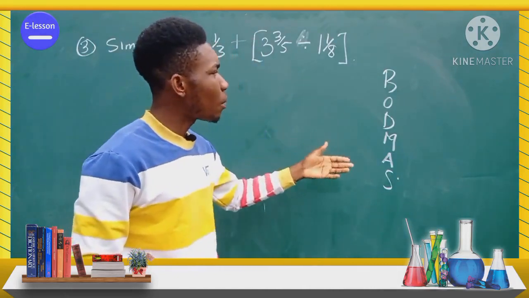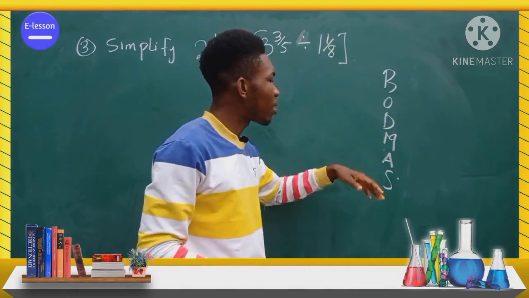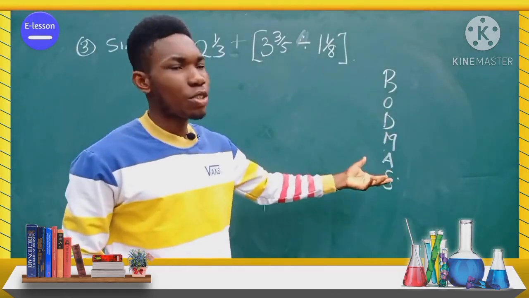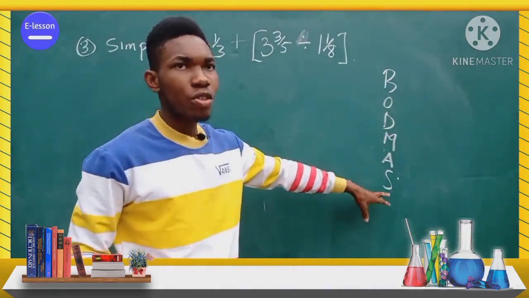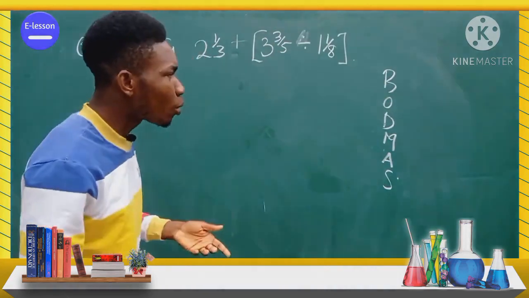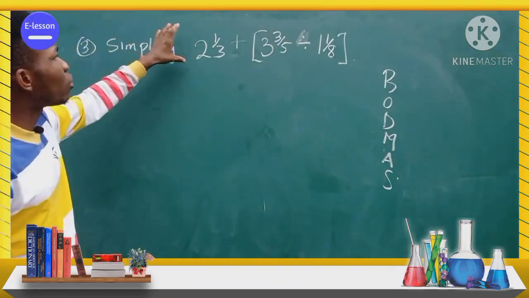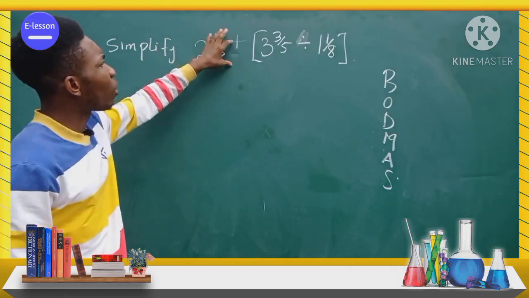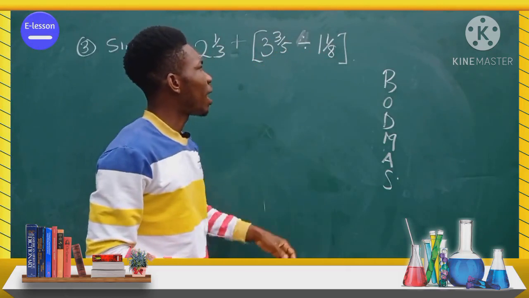Now BODMAS, when we were young, they told us is bracket, open, division, multiplication, addition, and subtraction. But this is bracket, of, division, multiplication, addition, and subtraction. O is for of, not open. So we got to know this at a very late time. So this question says simplify 2 whole number 1/3 plus 3 whole number 3/5 divided by 1 whole number 1/8.